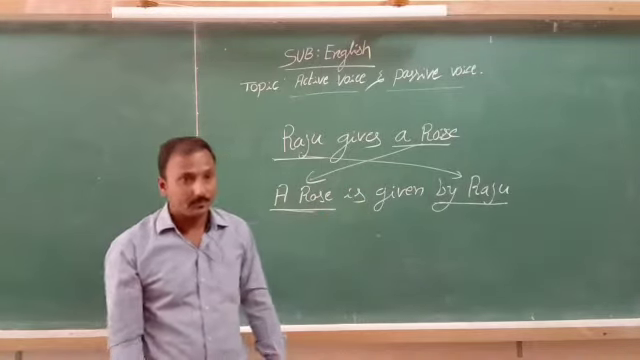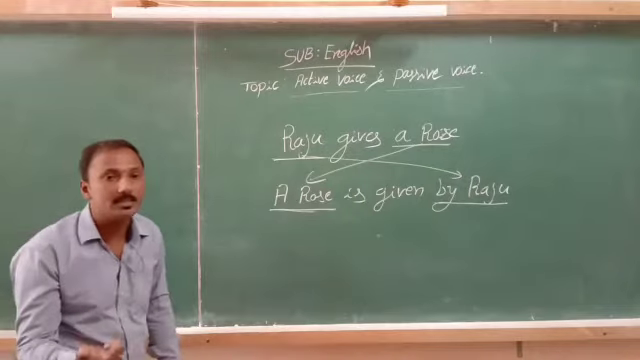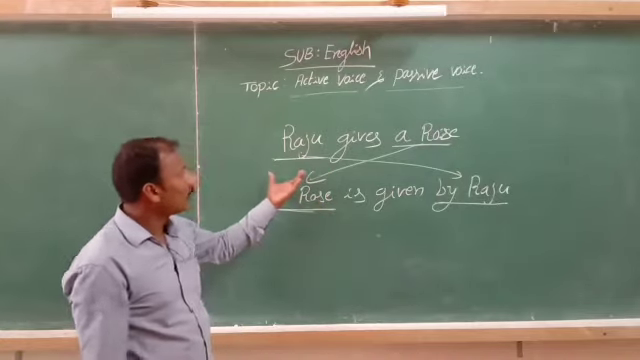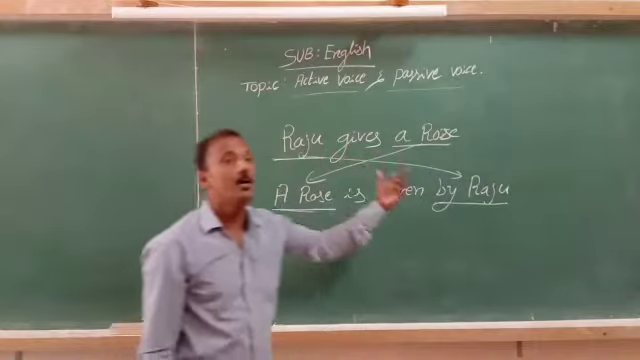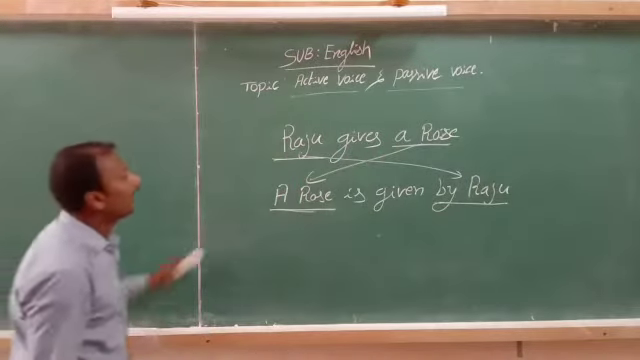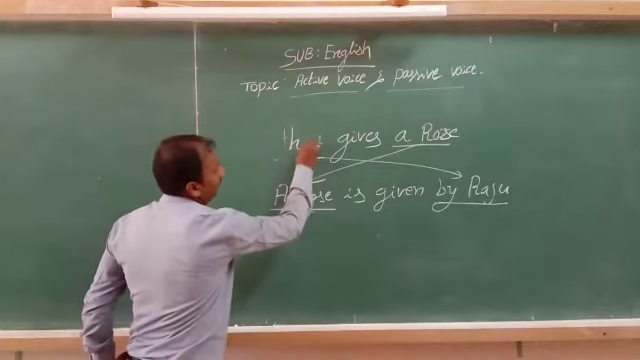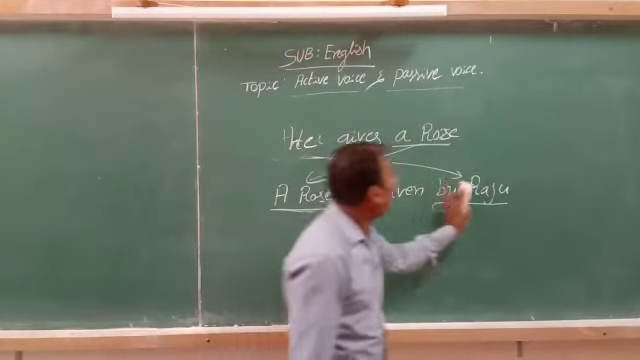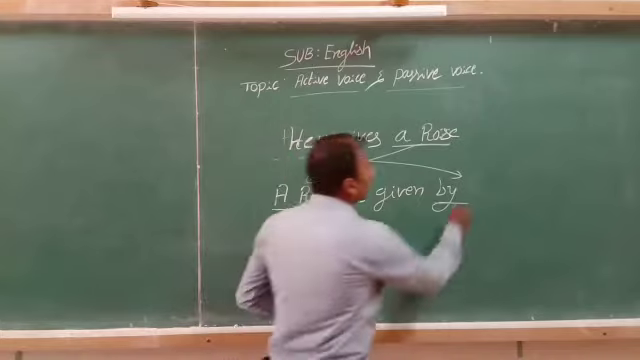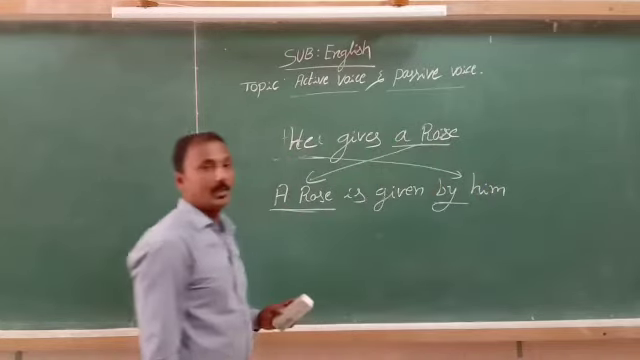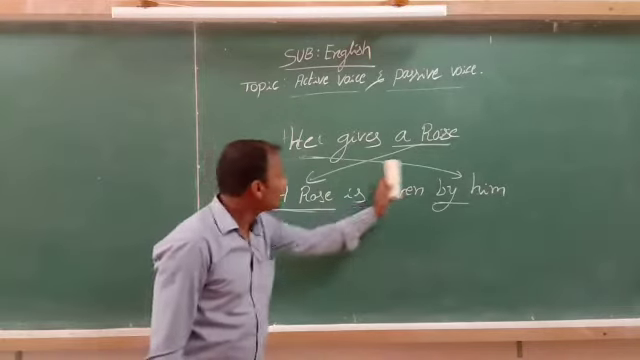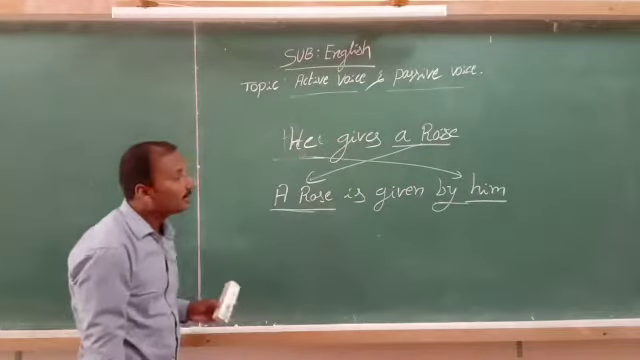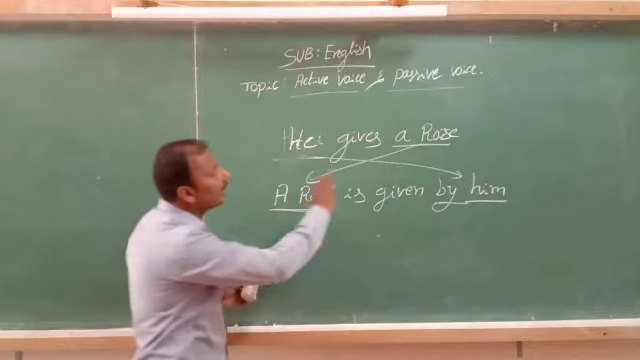Then the second clue: the case of pronoun, suitable changes have to be made. We already learned the pronouns, how they take subject case and object case. For example, instead of Raju, we use he. He gives a rose. So in the sentence, the object he changed into him. He gives a rose. A rose is given by him. So in this sentence, the case of pronoun and suitable changes have to be made. He changed into him.